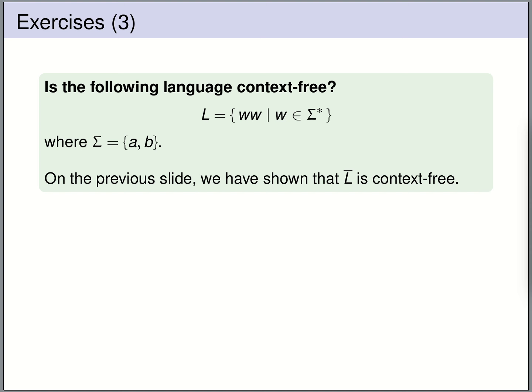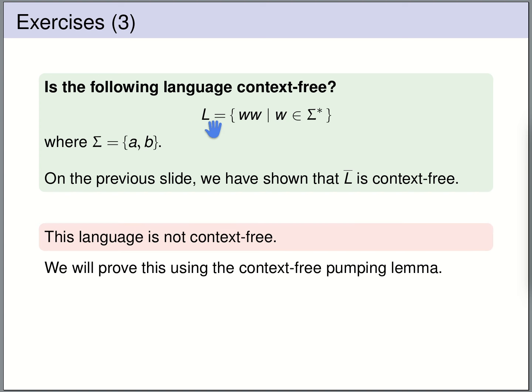Now what about the language of squares? So the language that contains all the words of the form WW, where W is in sigma. And our alphabet sigma consists of letters A, B. On the last slide, we've just shown that the complement of this language is context-free. So is L also context-free? And the answer to this question is no. L is not a context-free language.